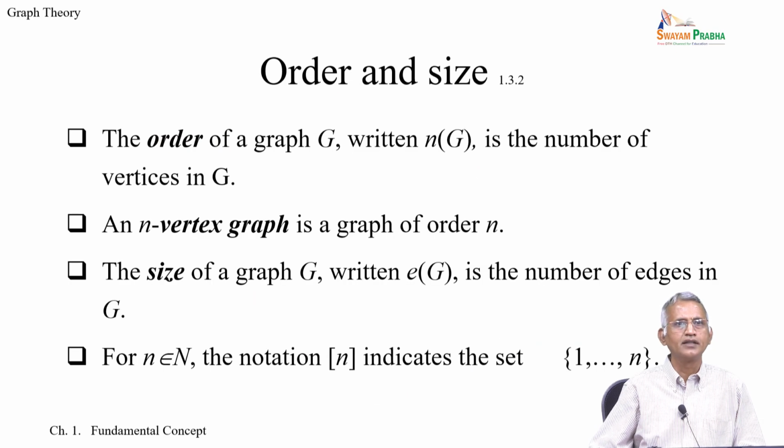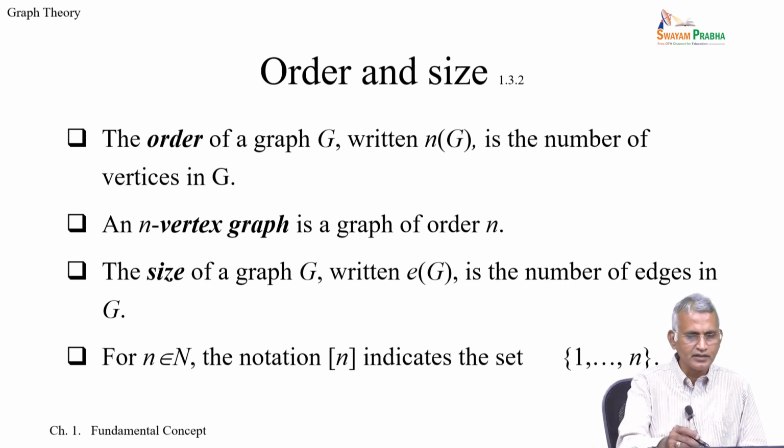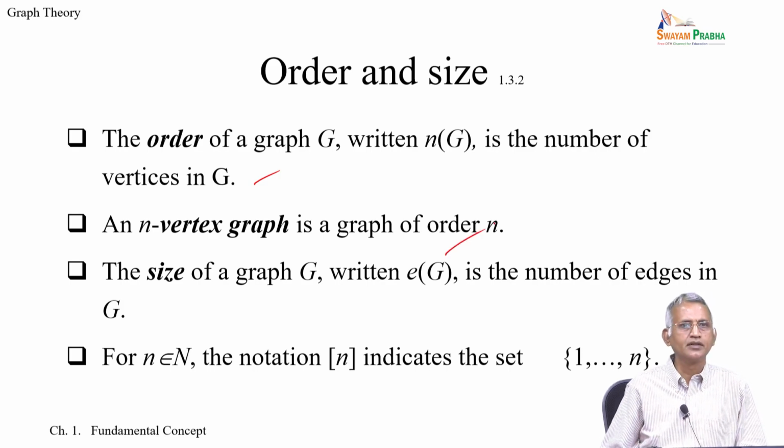Now, order and size. The order of a graph is the number of vertices in G. An n-vertex graph is a graph of order n. The size of a graph G, written e(G), is the number of edges in G. The notation [n] indicates the set {1, ..., n}.